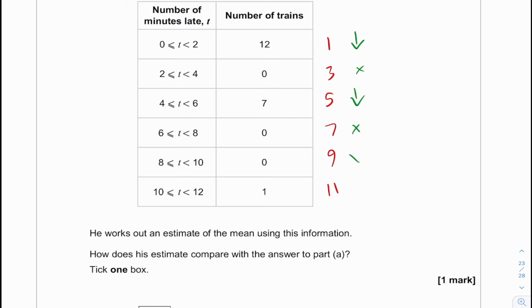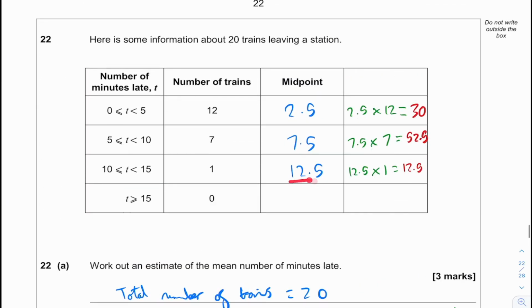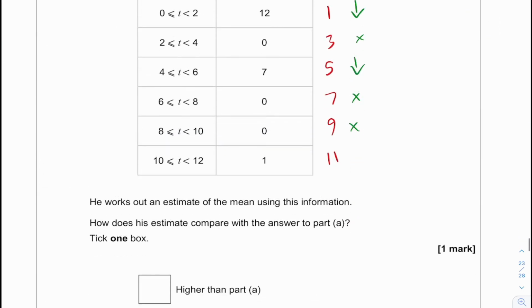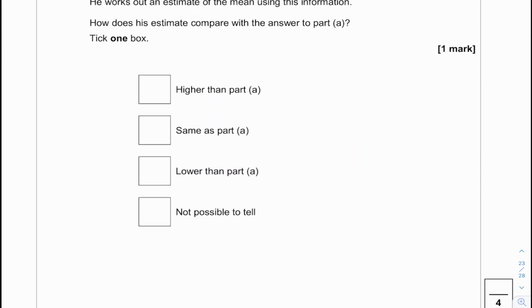Again, nothing in this row and nothing in this row, as there are no trains with that number of minutes late. And for the final row, we've got 1 train that was 11 minutes late for taking the estimate. So we've got 1 times 11, whereas in our previous table, we've got 1 times 12.5. So again, this is a higher value. So this is a lower value here, so we can say this will give a lower estimate again. And as there's no contradictions, each one says lower in our 3 cases here, we can therefore say that the new table is going to give a lower answer than part A, so lower.